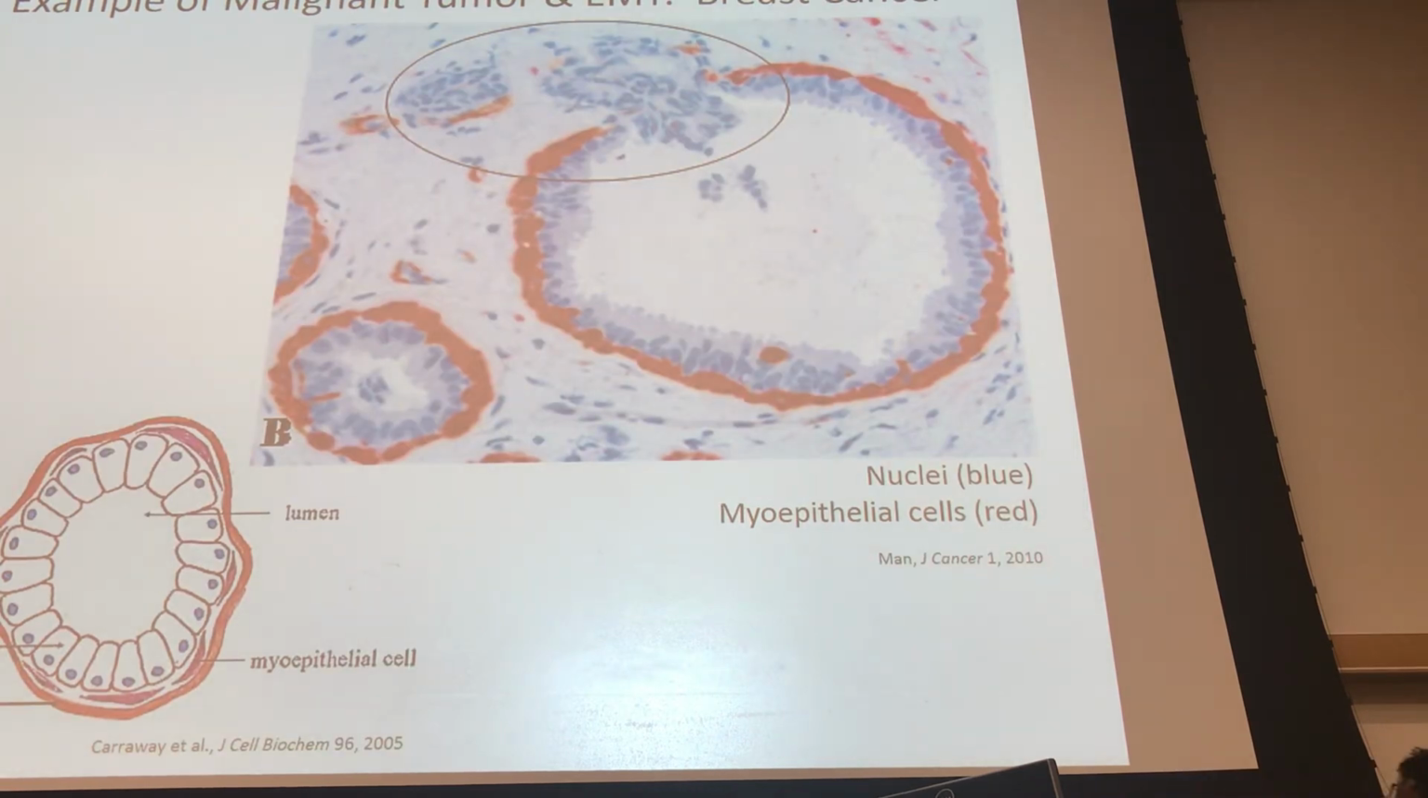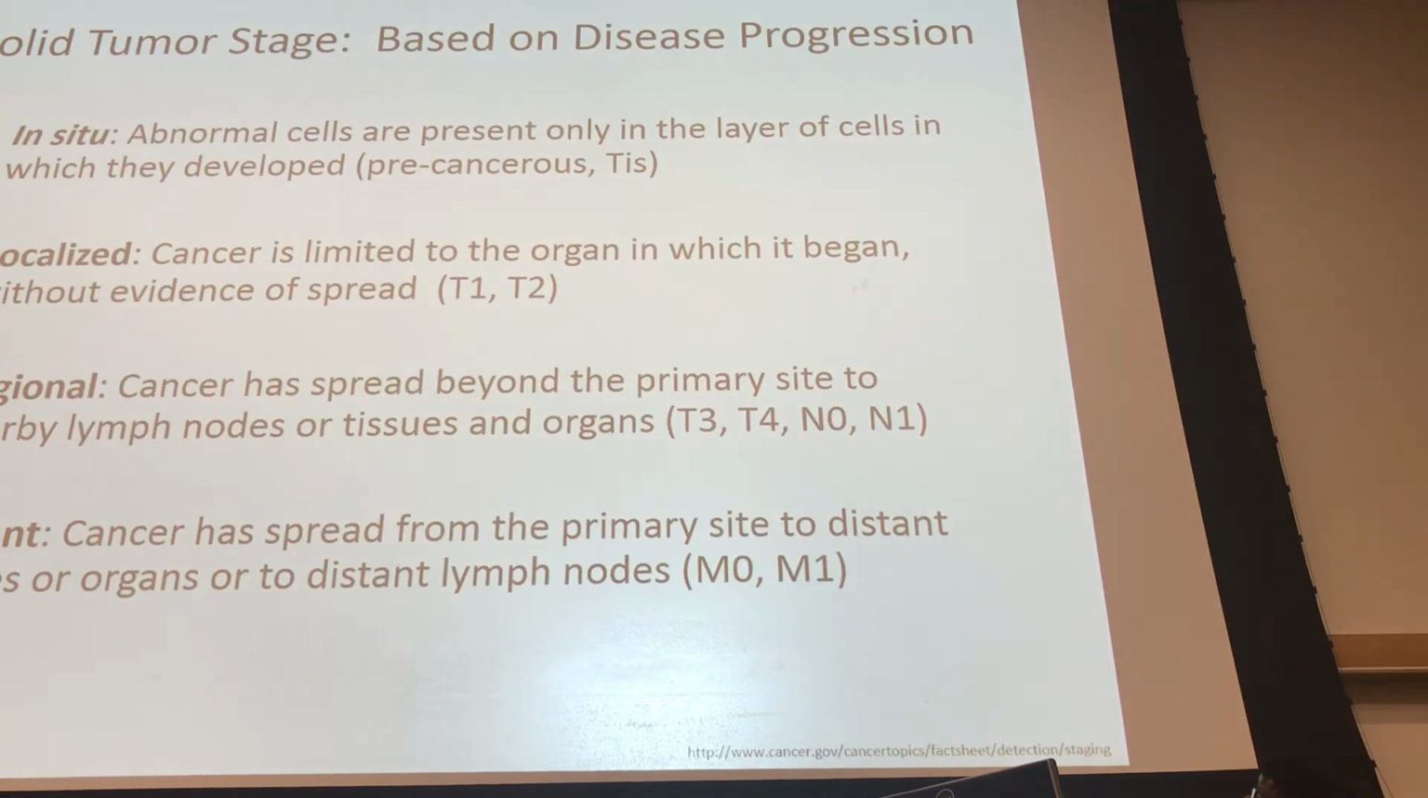okay, so if we go back here, if these cells hadn't breached, so if this layer of cells started proliferating and you started getting a bunch of cells here, but they haven't breached the membrane at this point, it's gonna still be in situ, okay? It hasn't breached the membrane.